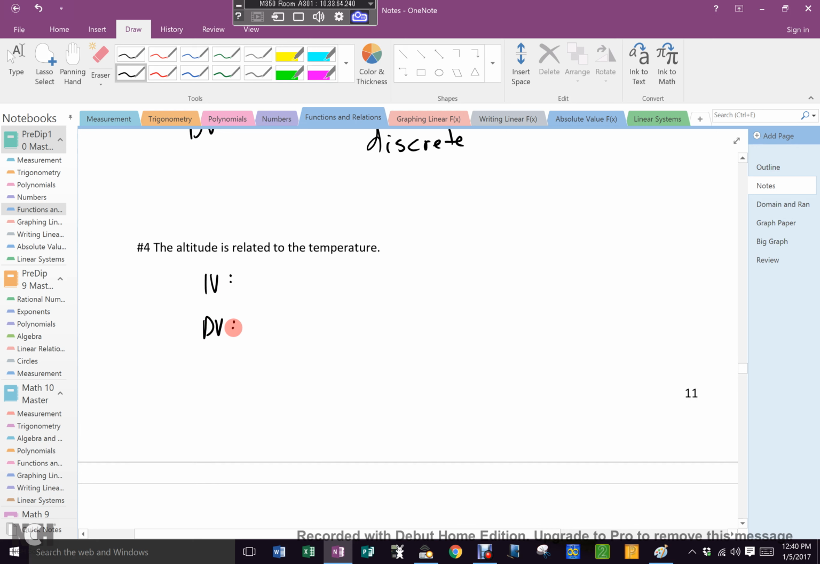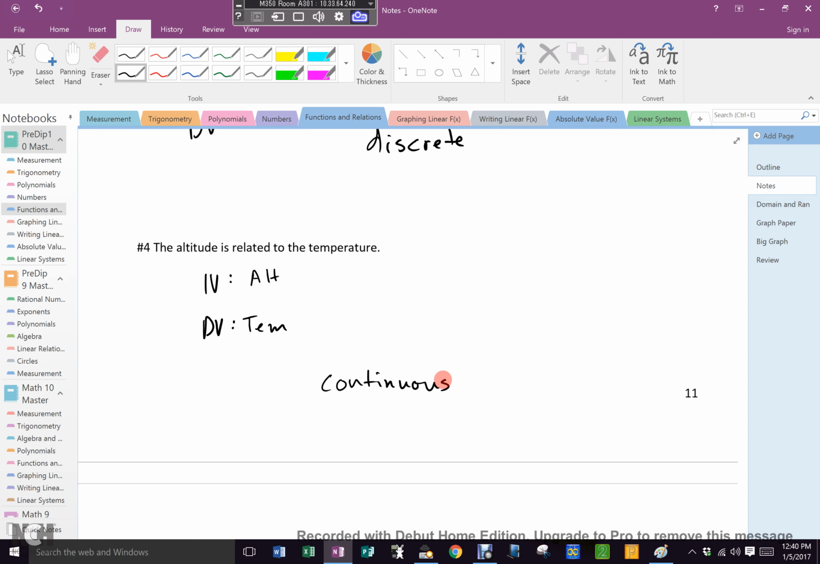What's the IV? What's the DV? Altitude is the IV, temperature is the DV. Discrete or continuous? Continuous. Now, this is where it gets a little weird, though, because if you were going to graph it, can you take a temperature measurement at every possible fraction of an altitude? It would be impossible, wouldn't it?